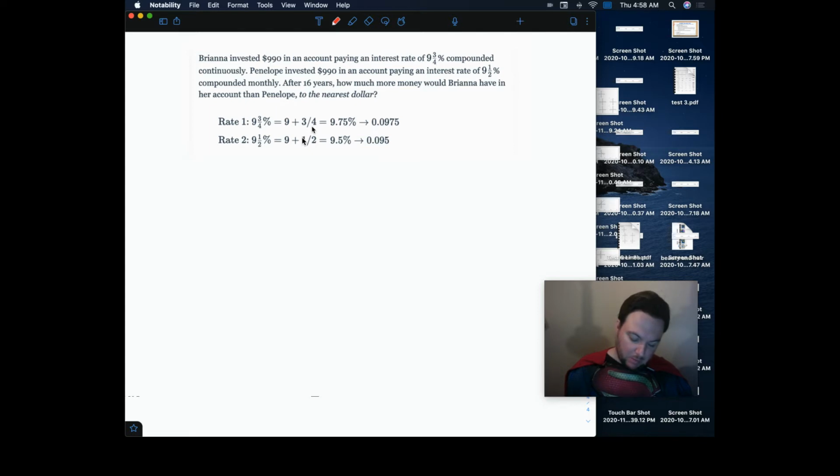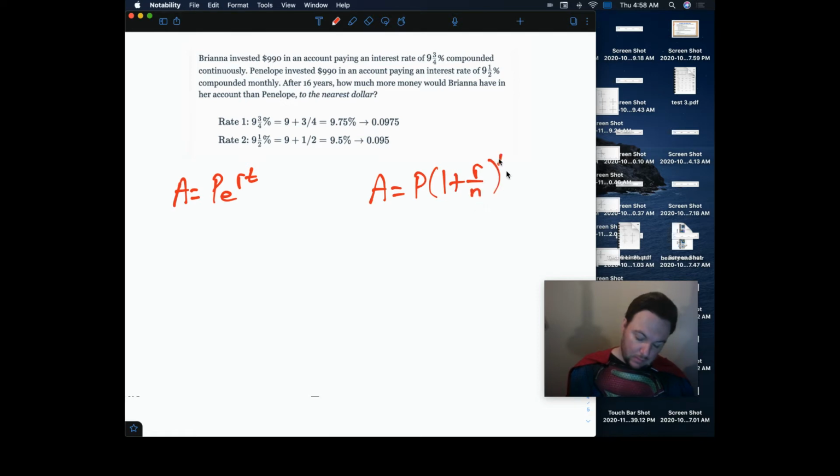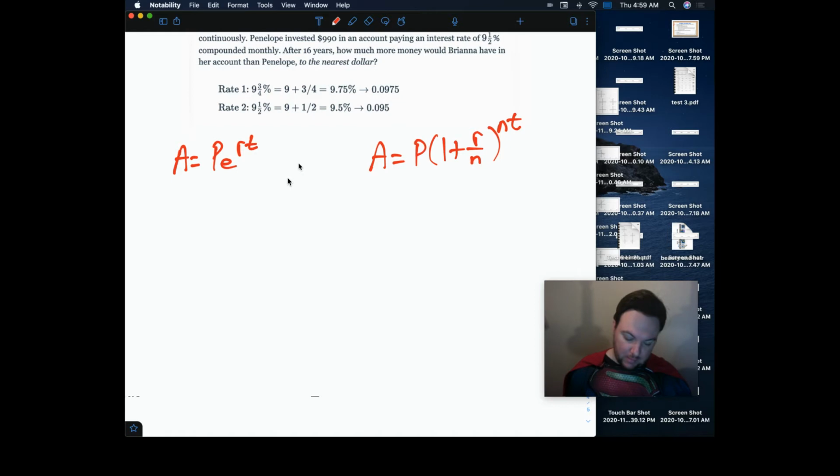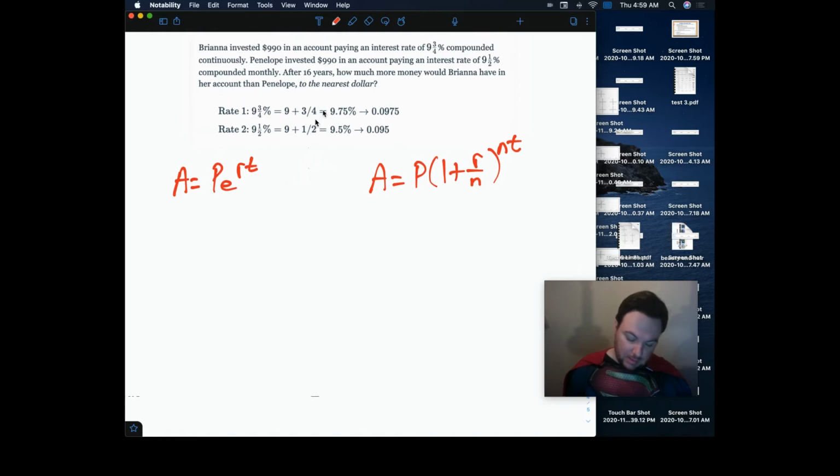But what we're going to do here is, first off, we need to know what the formulas are. So if we compound continuously, this is our formula, right? And if we compound monthly, this is our formula. And these are actually the same thing. It's just as this goes to infinity and this goes to infinity, all of this becomes e, right? And then nt is rt at the continuous rate. Okay, so we're going to substitute in the values.